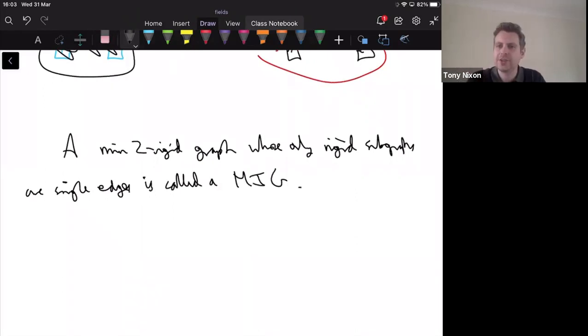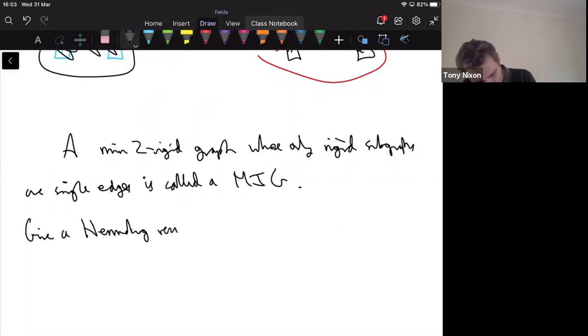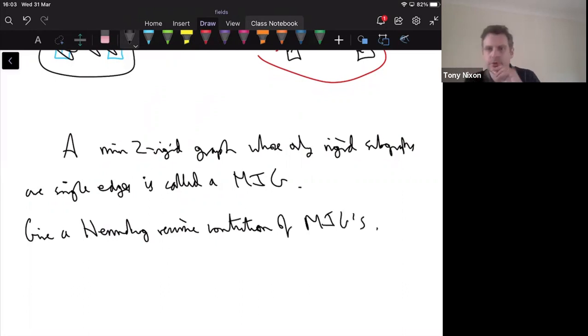This is just consistent with a paper of Rudy Penner from the 90s, I think. So here's what I think is a hard problem. Give a Henneberg recursive construction of MIGs. And you want every step to be a MIG? Yes, yes. Well, if you didn't want that, then just the one that exists for Lemang graphs would work.